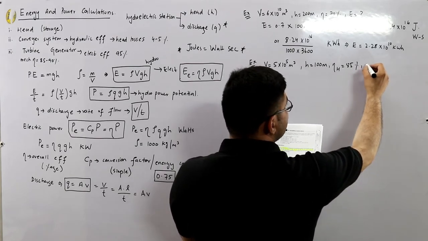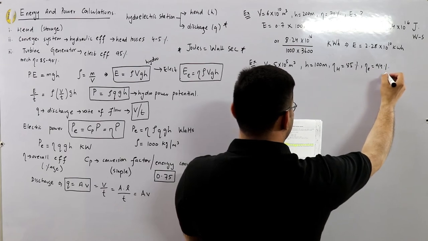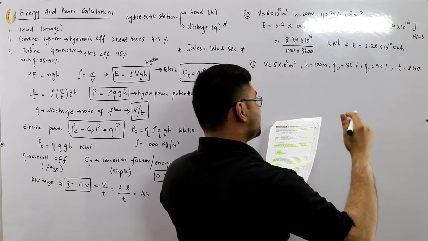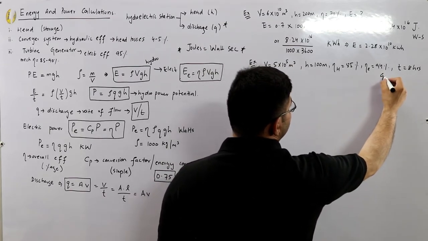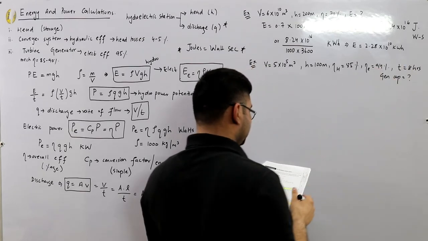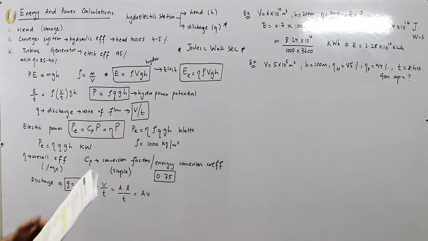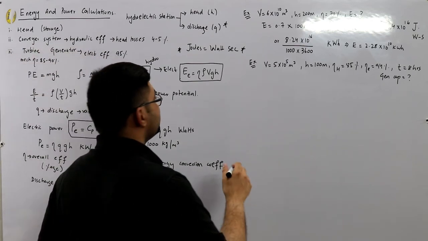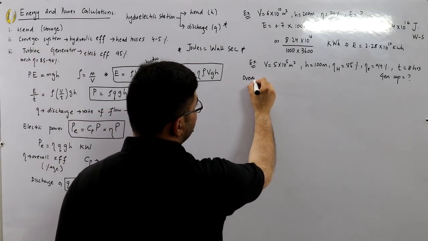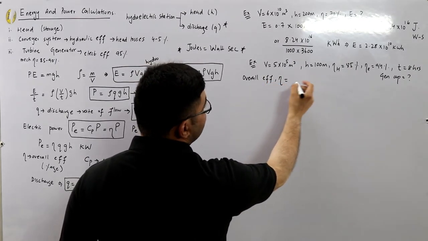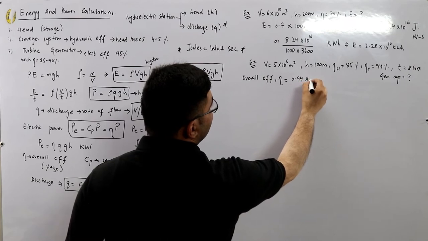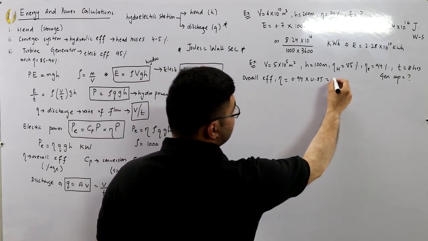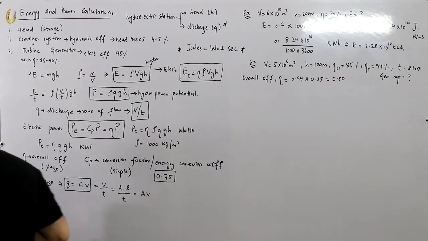If the electrical efficiency is 94%, and the water supply is available for 8 hours daily, so the time is 8 hours, determine the capacity of the generator. So the generator capacity is unknown. Have a look. Volume is given, available head is given, and hydraulic and electrical efficiency is given. So we talk about the overall efficiency over here. Overall efficiency eta, you have to multiply the individual ones. So 0.94 multiplied by 0.85 gives you 0.80. Is that fine?